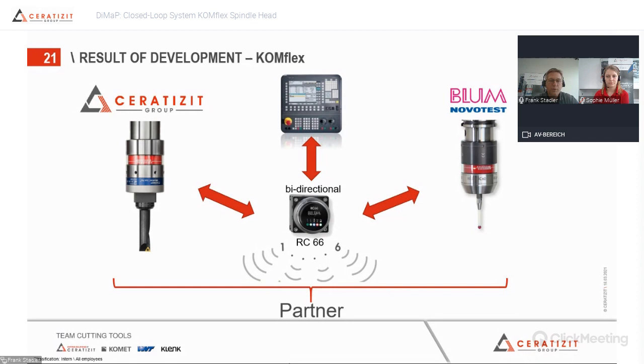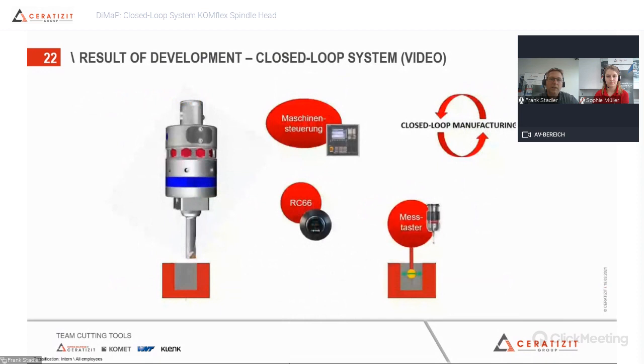Blum Novotest is the only manufacturer of measuring equipment to offer a bidirectional radio interface. The result is the closed loop process. So please have a look at the simulation.